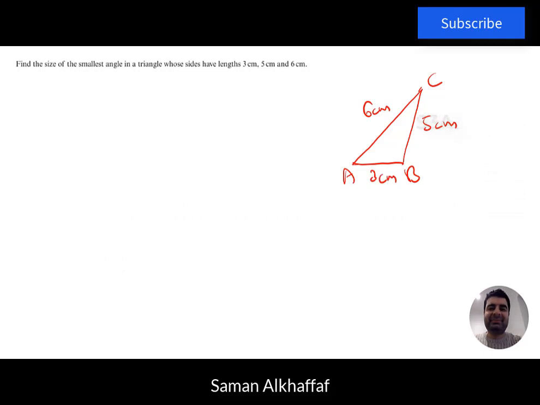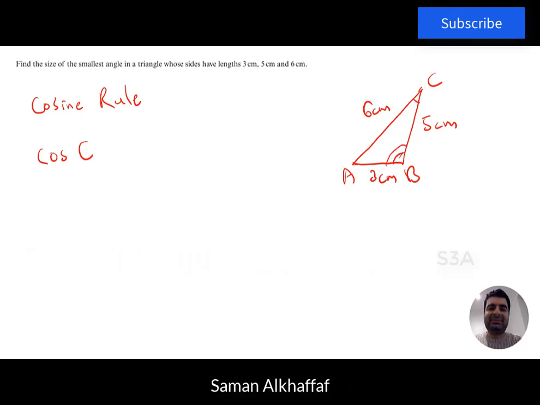Now, since we are trying to find the smallest angle, we can use the cosine rule and the rewritten version of the cosine rule. That will be cosine C, and the side will be A. The smallest angle is the angle opposite the shortest side, which is angle C. So this is what we're trying to find, angle ABC.